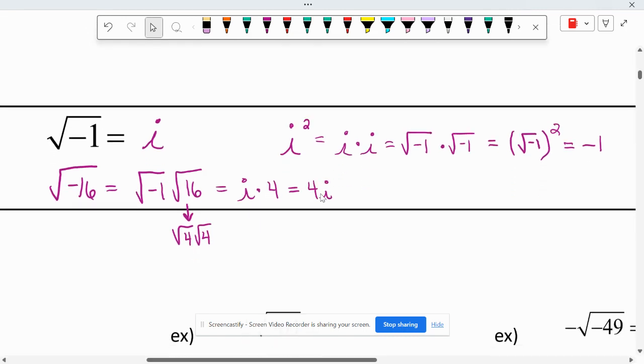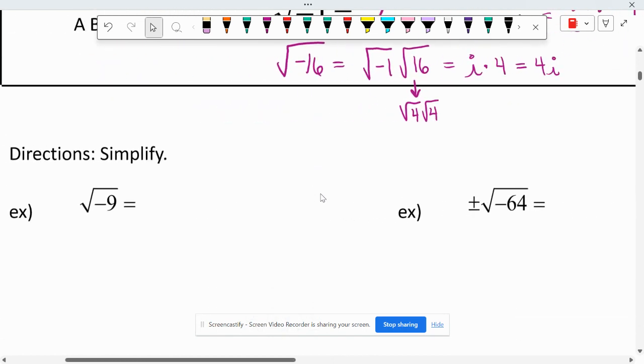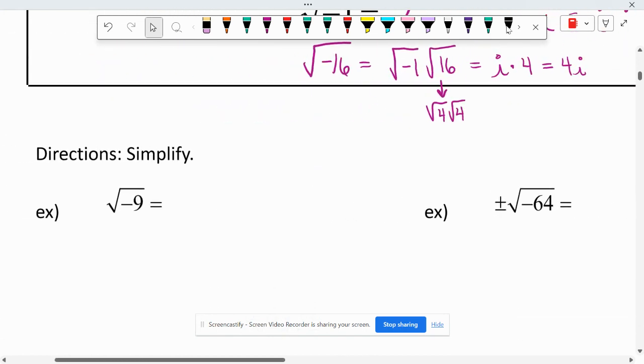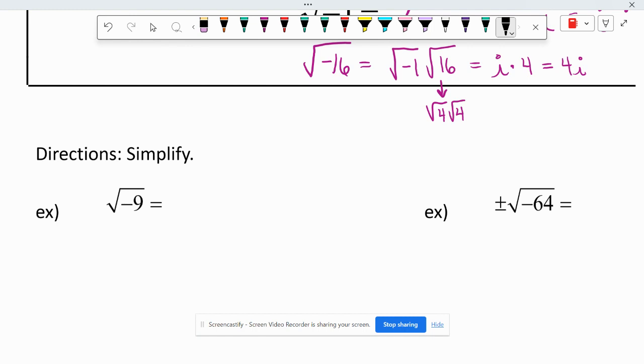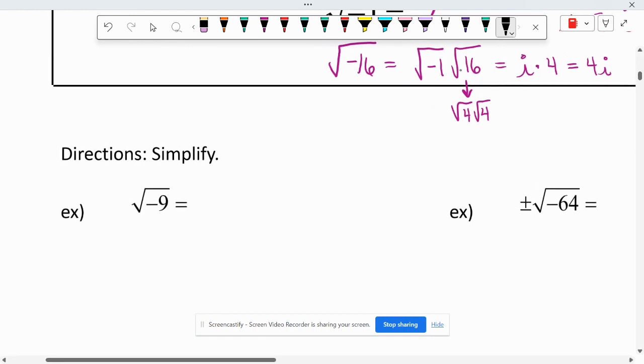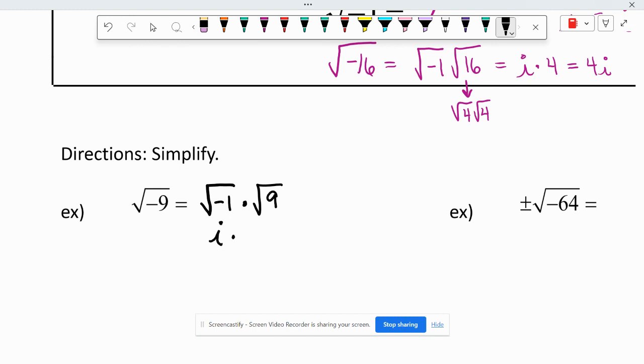Is everyone okay if I move up? Okay. So our first example is the square root of -9. That's the same thing as the square root of -1 times the square root of 9. I know that the square root of -1 is i, and the square root of 9 is 3. So this equals 3i.